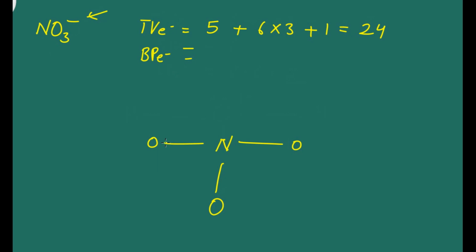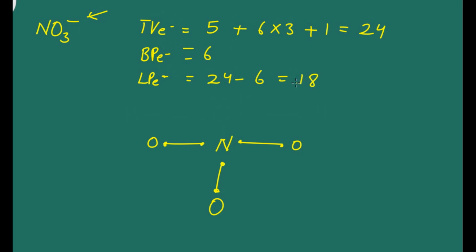The number of bonds are 1, 2 and 3. Number of bonds are 3, so number of bond pair electrons will be equal to 6. Calculate the lone pair electrons. How many lone pair electrons are there? When you calculate the lone pair electrons, you will find it is 24 minus 6 is equal to 18.